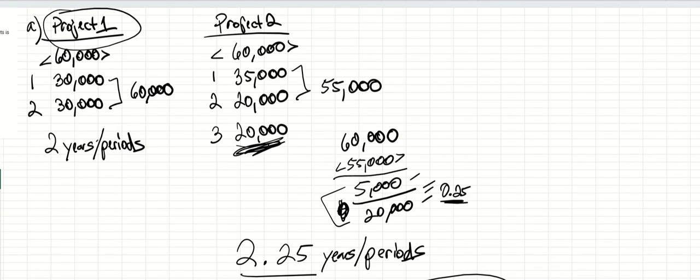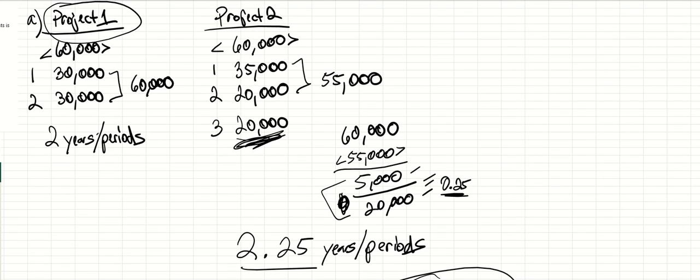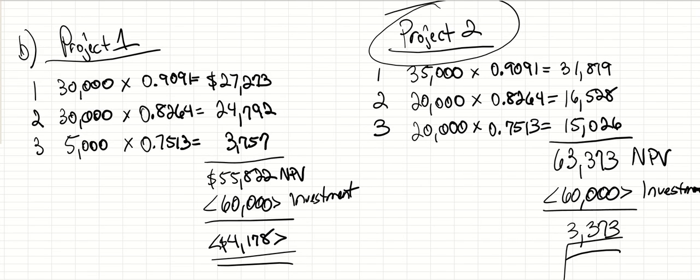Okay, so from letter A, according to the payback period, project 1 would be the project to invest in over project 2, but when it comes to letter B, calculating the net present value on the future cash flows to be generated on both projects, project 2 is going to be preferred.